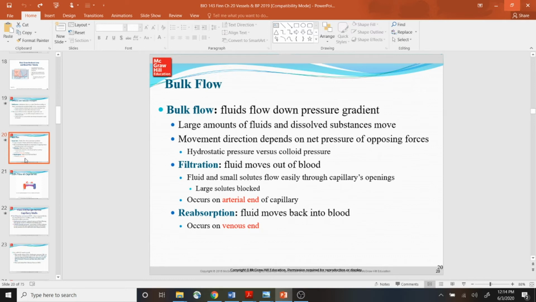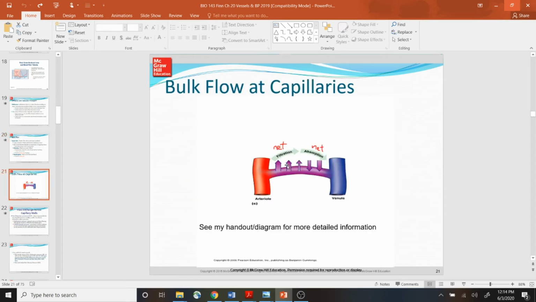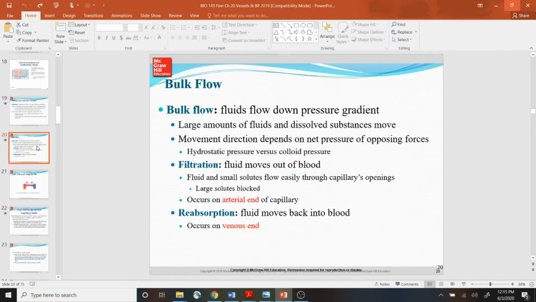And so typically most fluid moves out of the blood at the arterial end here, which you can see, it's called filtration. And most fluid moves back into the blood towards the venous end, it's called absorption. There's the word net there, and I'll explain why here in a second. This just happens automatically. It's based on a pressure gradient, and the pressure is based on basically blood pressure and osmotic pressure, and that's what we're going to look at next. So hydrostatic pressure versus colloid osmotic pressure, you're going to see those terms when we look at my diagram.